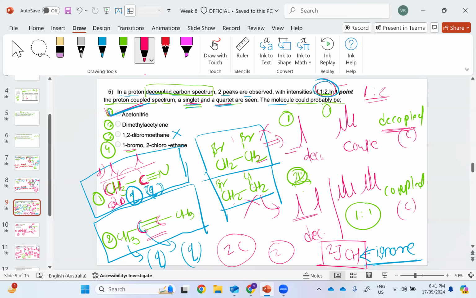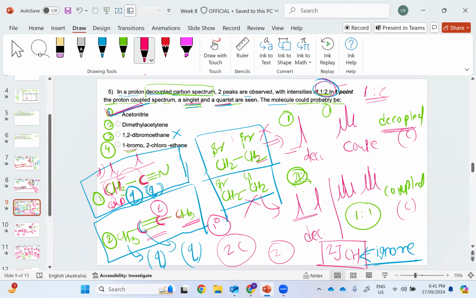Then we move toward the example of dimethyl acetylene. In this case, in the decoupled spectrum, we observe two signals. The intensity varies slightly between singlet, triplet, or quartet carbons. So if you look at this one, there are three protons attached here. This carbon atom is attached to only one carbon atom, so this is a primary carbon atom. And if you look at this carbon atom, this is the quaternary carbon atom. In the 13C spectrum, the quaternary carbon atom shows less intensity.